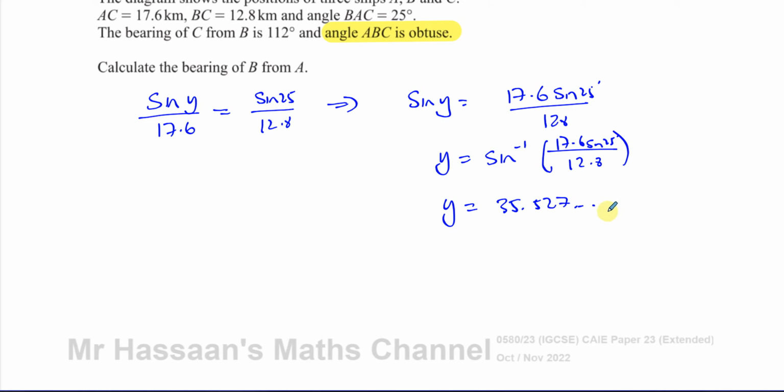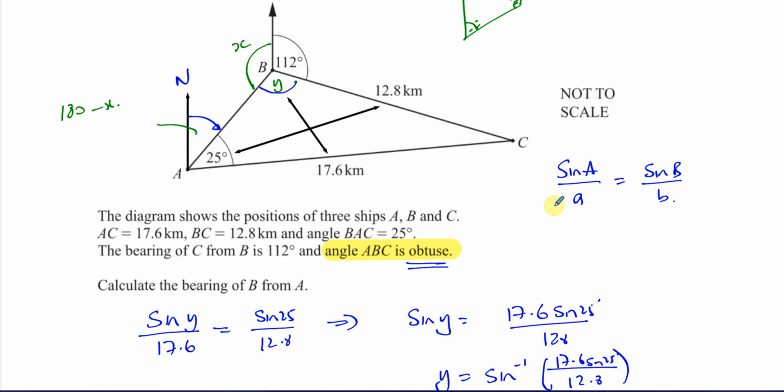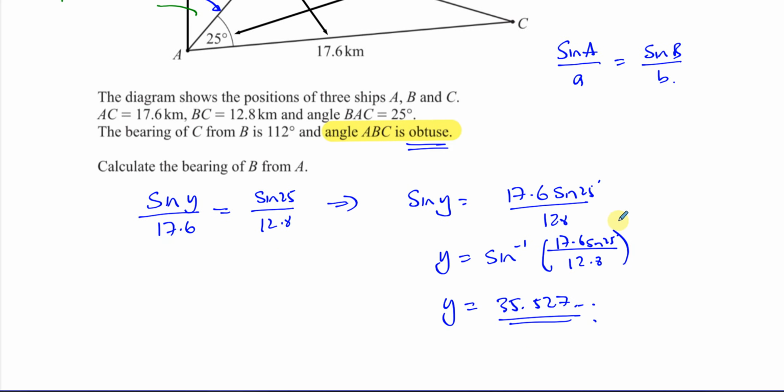35.527, it goes on like that. Now, the issue with this is, this says obtuse, and this is acute. That's where you got to be very careful with the sine rule. When you're using the sine rule, it's possible that you're looking for an obtuse angle, but the sine rule will always give you an acute angle. It will always give you an acute angle. But you want to find the obtuse angle which shares the same sine ratio as it.